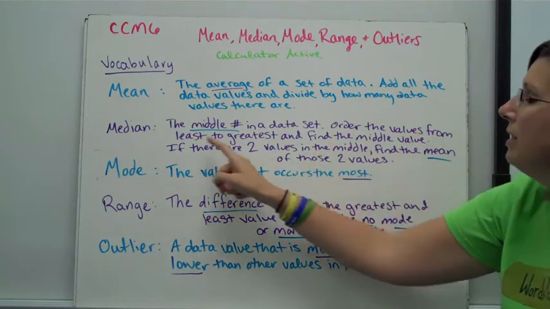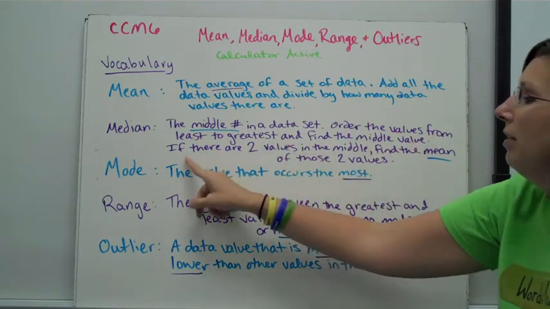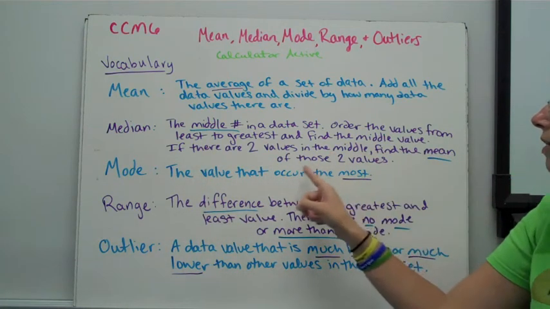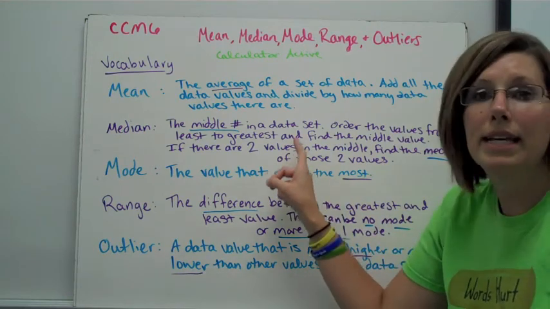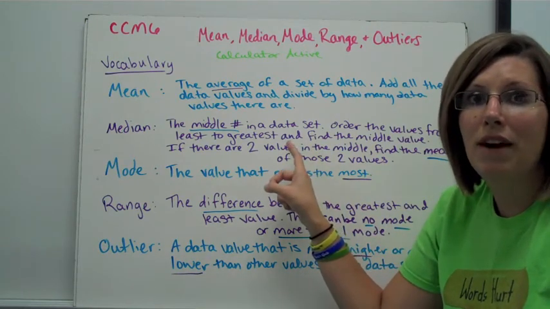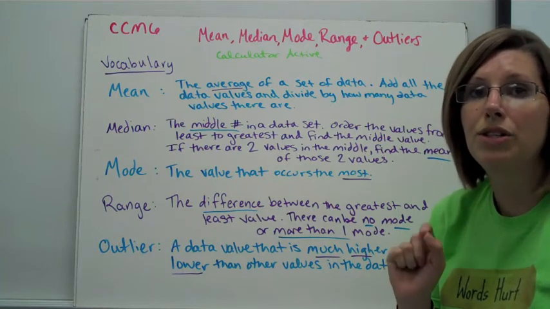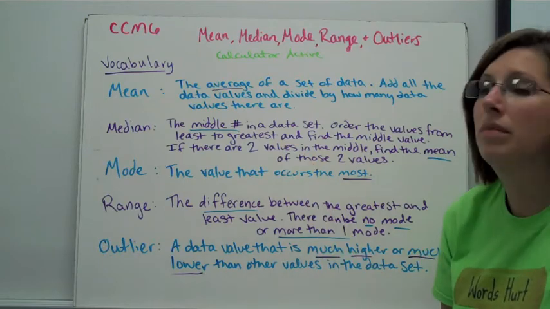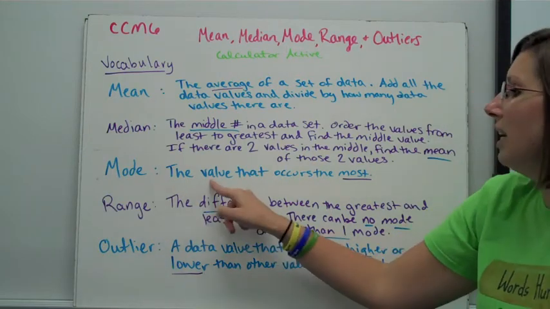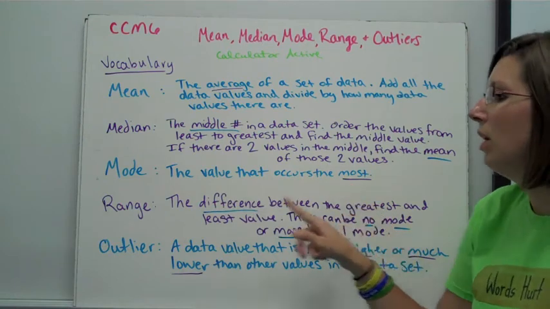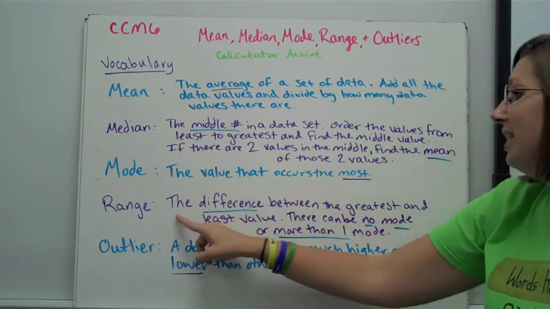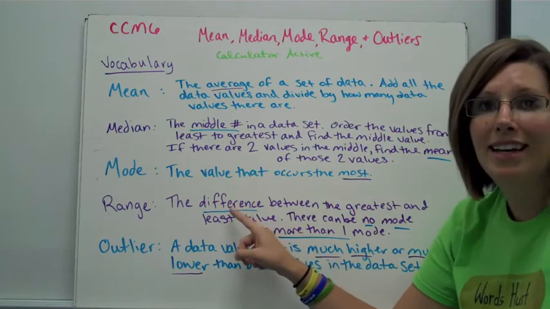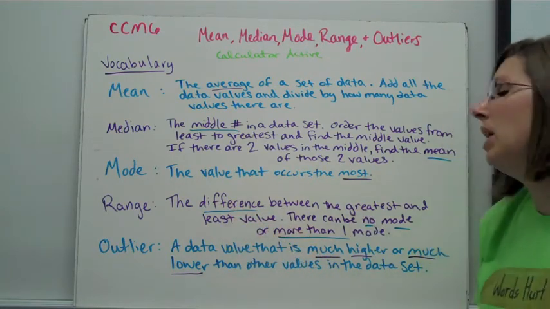The median is the middle number in a set of data. Order the values from least to greatest and find the middle value. If there's two values in the middle, find the mean of those two values. So in this situation, to find the median, you are going to have to list your data values in order from least to greatest. Don't forget that part. The mode. The mode is the data value that occurs the most. Range. Range is the difference between the greatest and the least value. Difference in math means subtract.